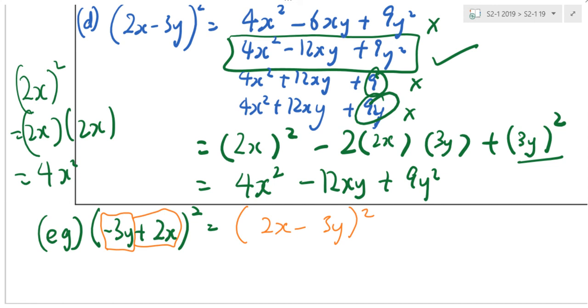Yes, but you need to be very careful because I told you to ignore the minus sign. But now you don't know whether to ignore or not to ignore.